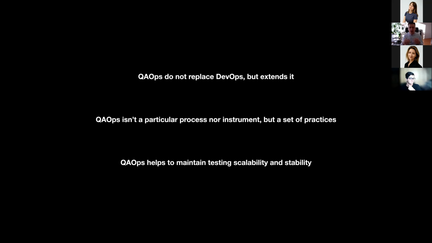QAOps helps to, again, maintain scalability and stability of the testing, because the worst thing about automation testing is when it becomes obsolete and not used, and money just goes into the trash.